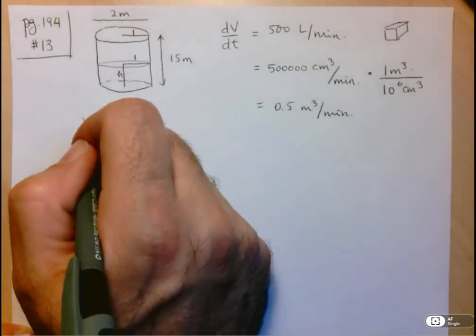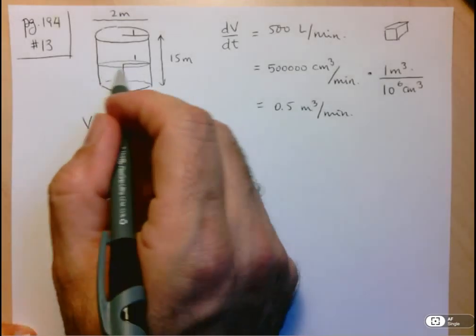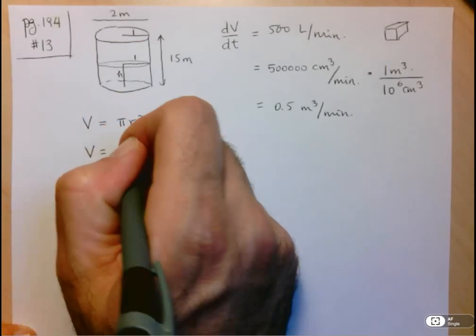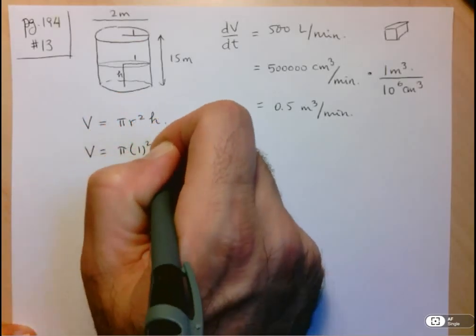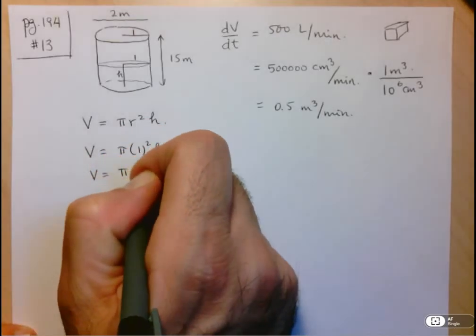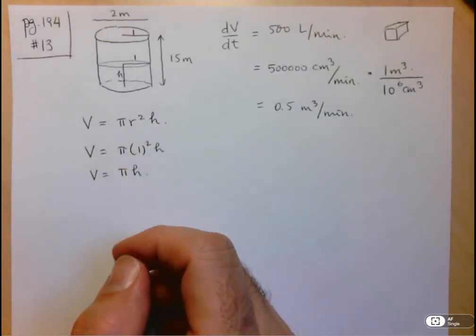But again, we can simplify this because now I'm looking at the volume of the water here, or the gasoline, I suppose. And we can simplify it because we know that the radius is 1. Okay, so the volume can be simplified to pi h. Now, notice here, they didn't give us any other information.